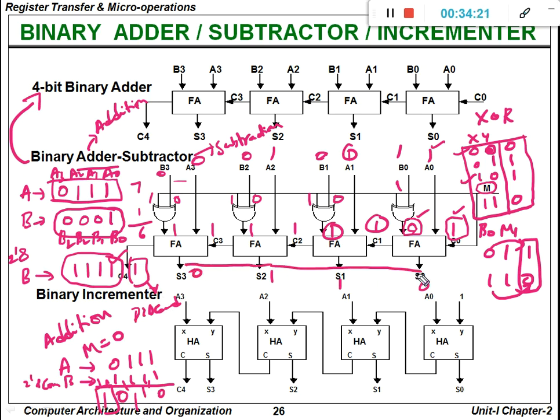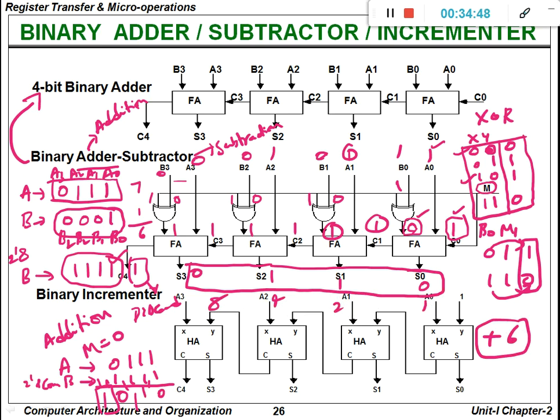Now what will be the result? 0, 1, 1, 0. What is the value of 0, 1, 1, 0? 1, 2, 4, 8. So the value is plus 6. We have got the correct value. Like this, it acts as a subtractor.